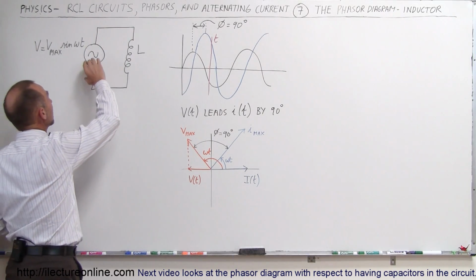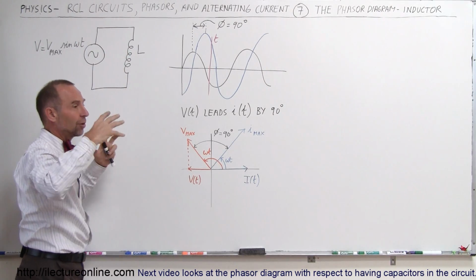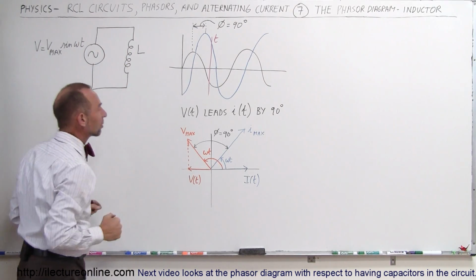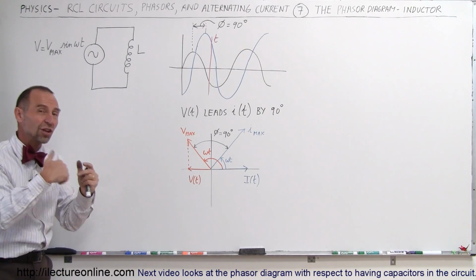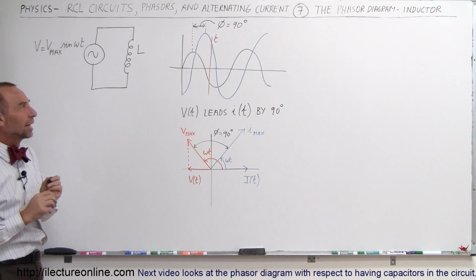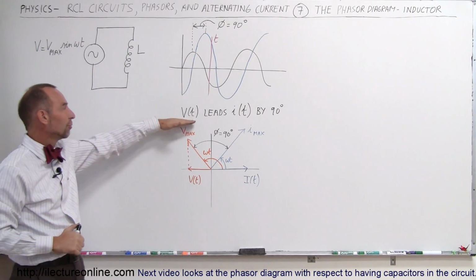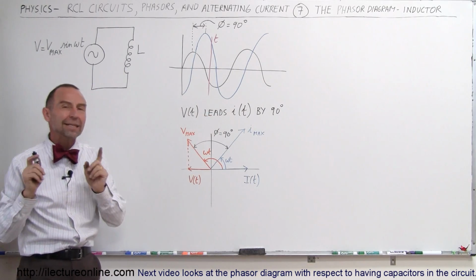So as the voltage source tries to drive current through the circuit and builds up the potential across the inductor, the inductor opposes a change in the current, holds back the current, so voltage builds up and current follows later. So in this case, voltage will lead the current, and that's what we have here. The voltage leads the current, but it leads it by 90 degrees.